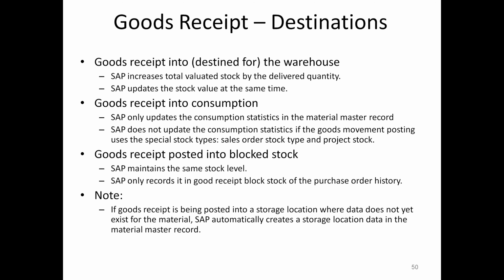Okay. You have goods receipt into the warehouse. You can post goods receipt directly into consumption. You can post goods receipt into a blocked stock. That means into a GR blocked stock.